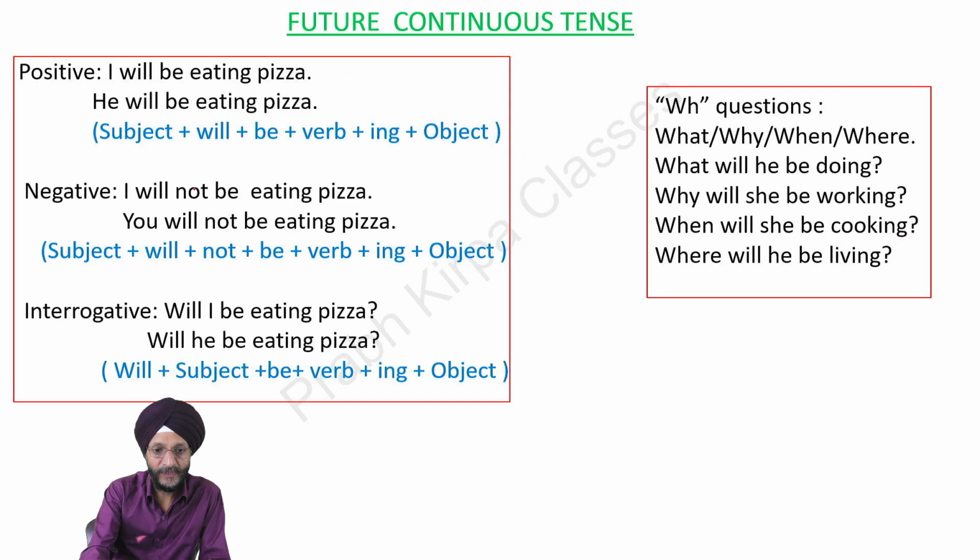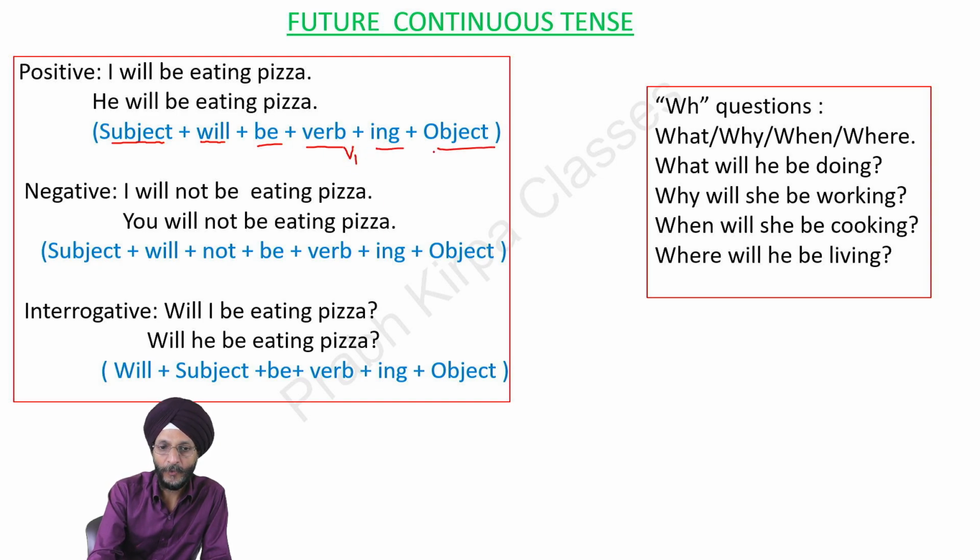Now we talk about the positive, negative, and interrogative form of future continuous tense. In case of positive sentence, first comes the subject, then will plus be plus verb first form plus ing plus object. I will be eating pizza.